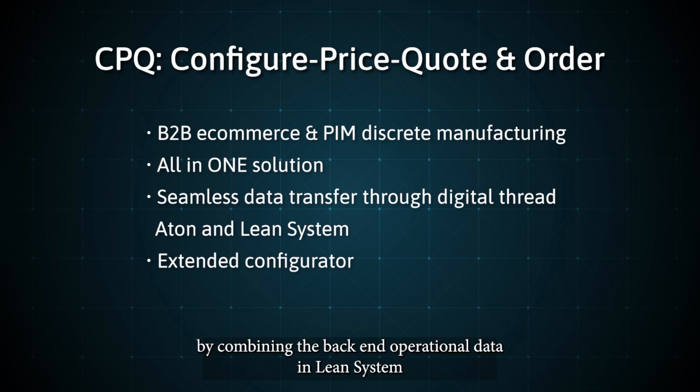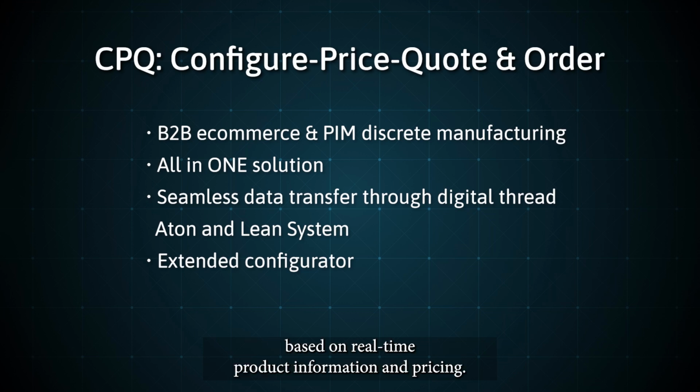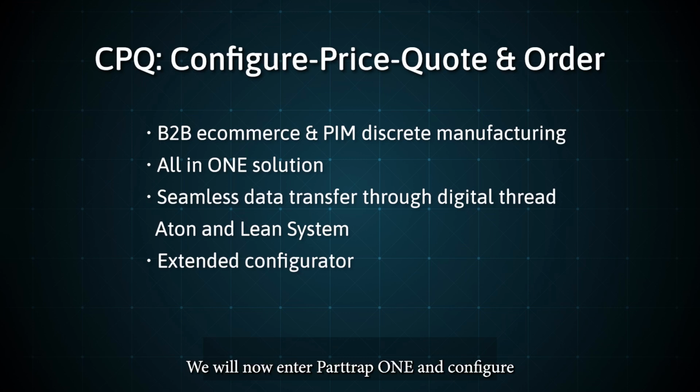By combining the back-end operational data in Lean System with PartTrap 1's front-end sales configuration capabilities, it allows accurate and efficient quote to order generation based on real-time product information and pricing. We will now enter PartTrap 1 and configure a cable winch.